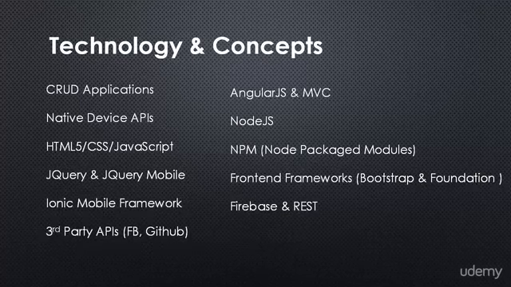As far as technology and concepts, there's just a lot packed in this course. All types of front-end frameworks, boilerplates, things like that. All right, and I'm going to quickly go through some of what it entails. We have CRUD applications, CRUD meaning create, read, update, and delete. We'll be looking at native device APIs, things like the camera API, HTML5, CSS, and JavaScript, of course. That's at the core of everything. jQuery and jQuery Mobile, the Ionic mobile framework.